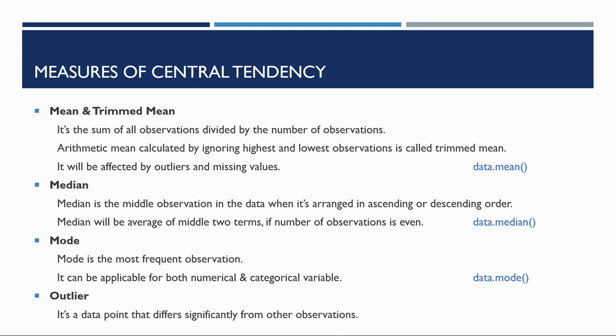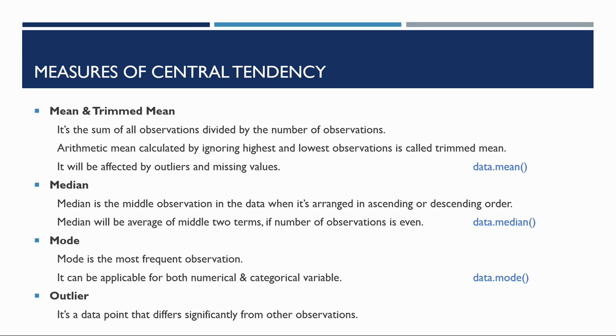And the next one is mode. Mode is the most frequent observation. In an observation, if one particular value is repeated multiple times, then we can consider it as the mode value. Mode can be applied for both numerical and categorical values.